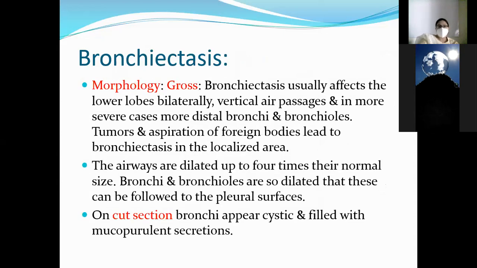Now, in gross, bronchiectasis usually affects the lower lobes bilaterally, involving the vertical air passages and, in more severe cases, more distal bronchi and bronchioles. Tumor and aspiration of foreign bodies lead to bronchiectasis in a localized area. The airways are dilated. Bronchi and bronchioles are so dilated that they can be followed to the pleural surface. On cut section, bronchi appear cystic and filled with mucopurulent secretion.